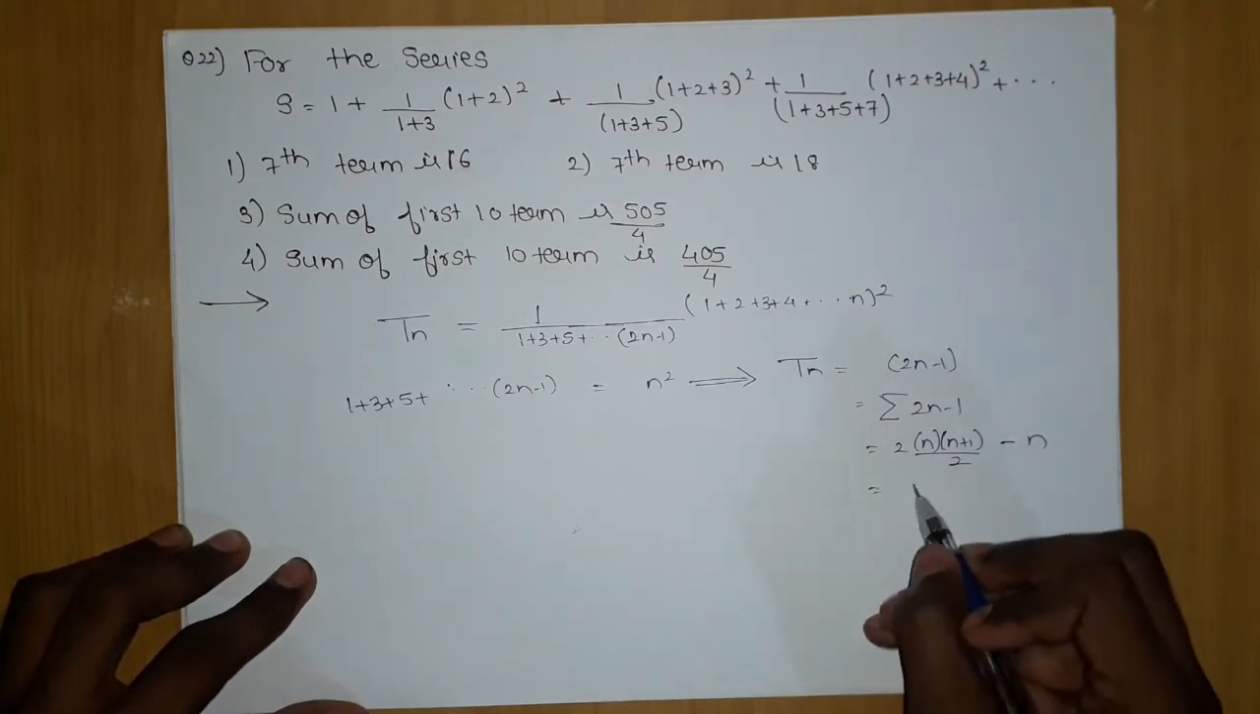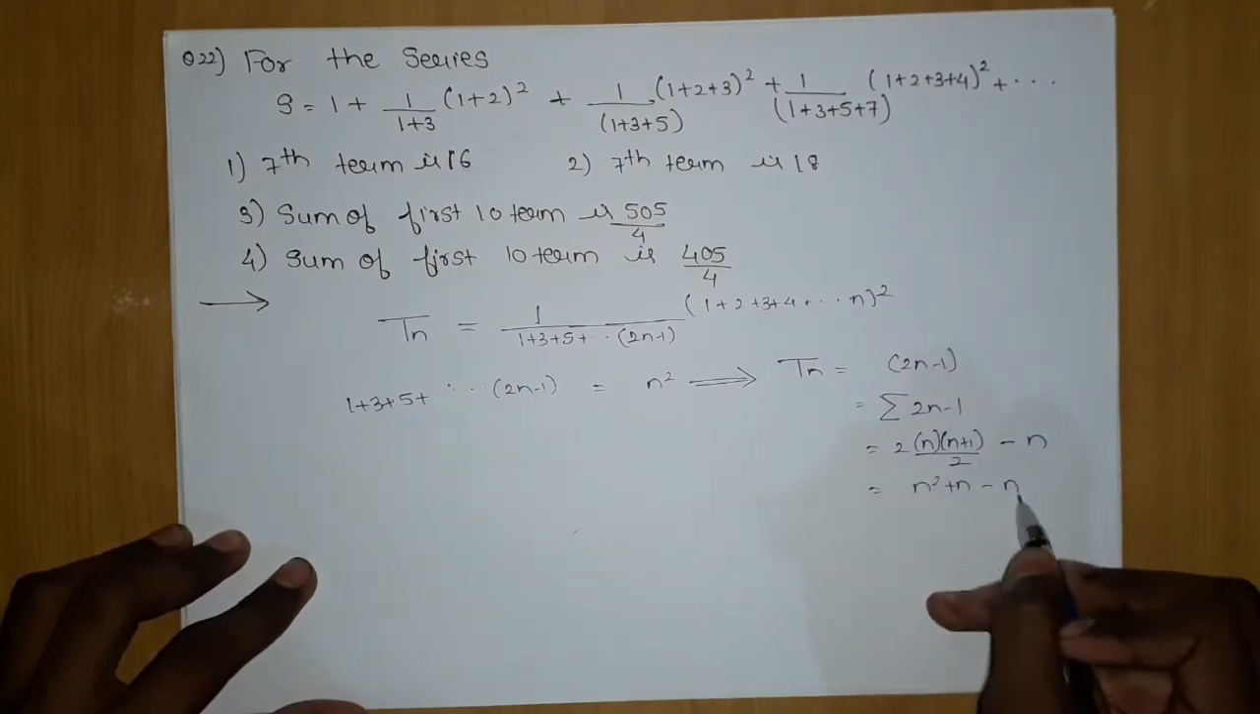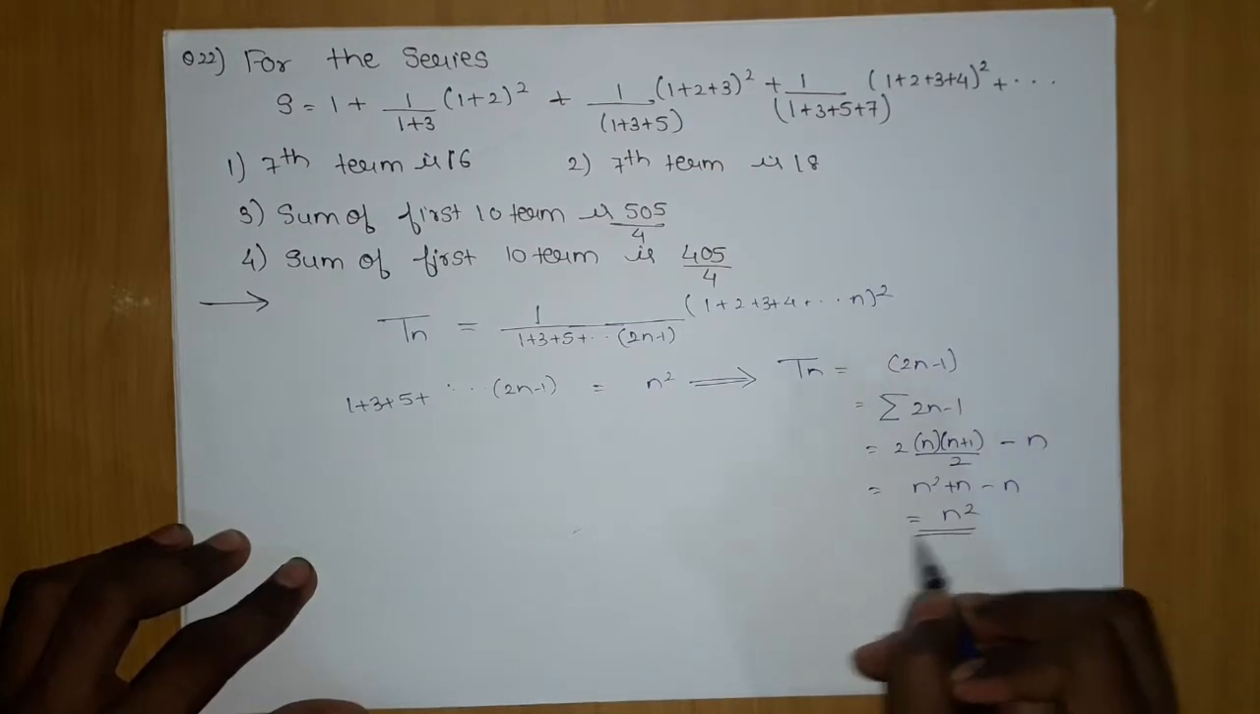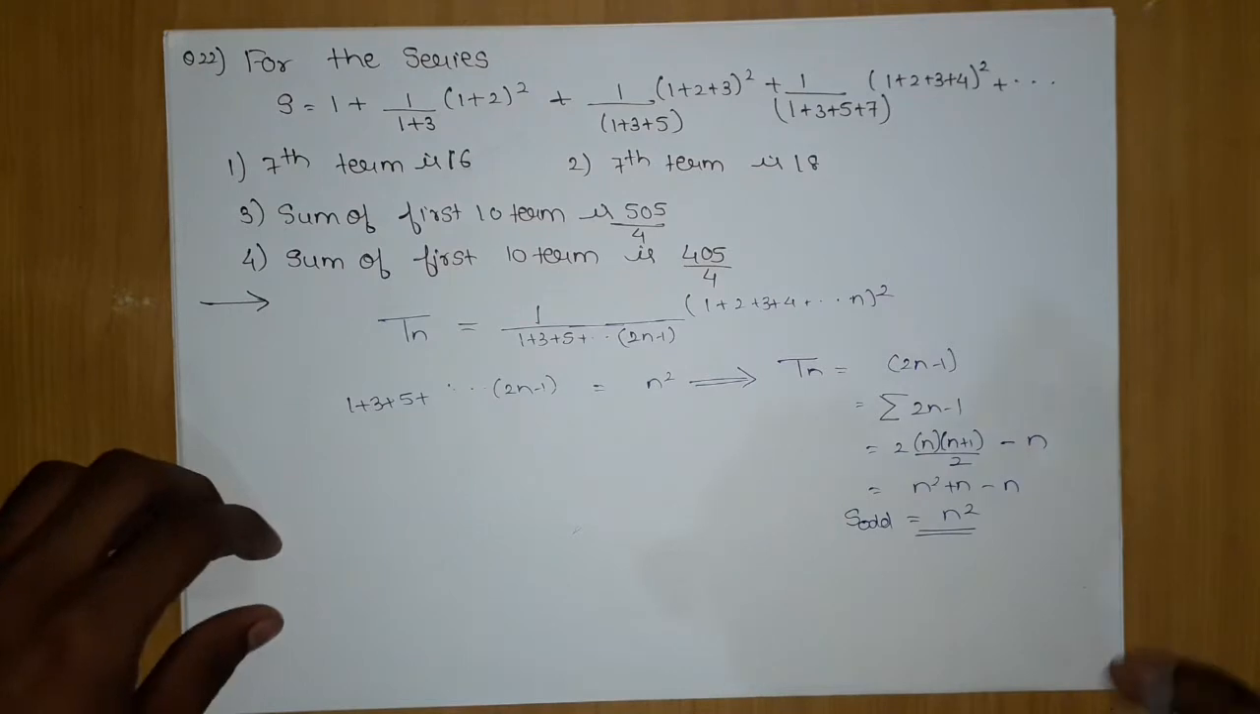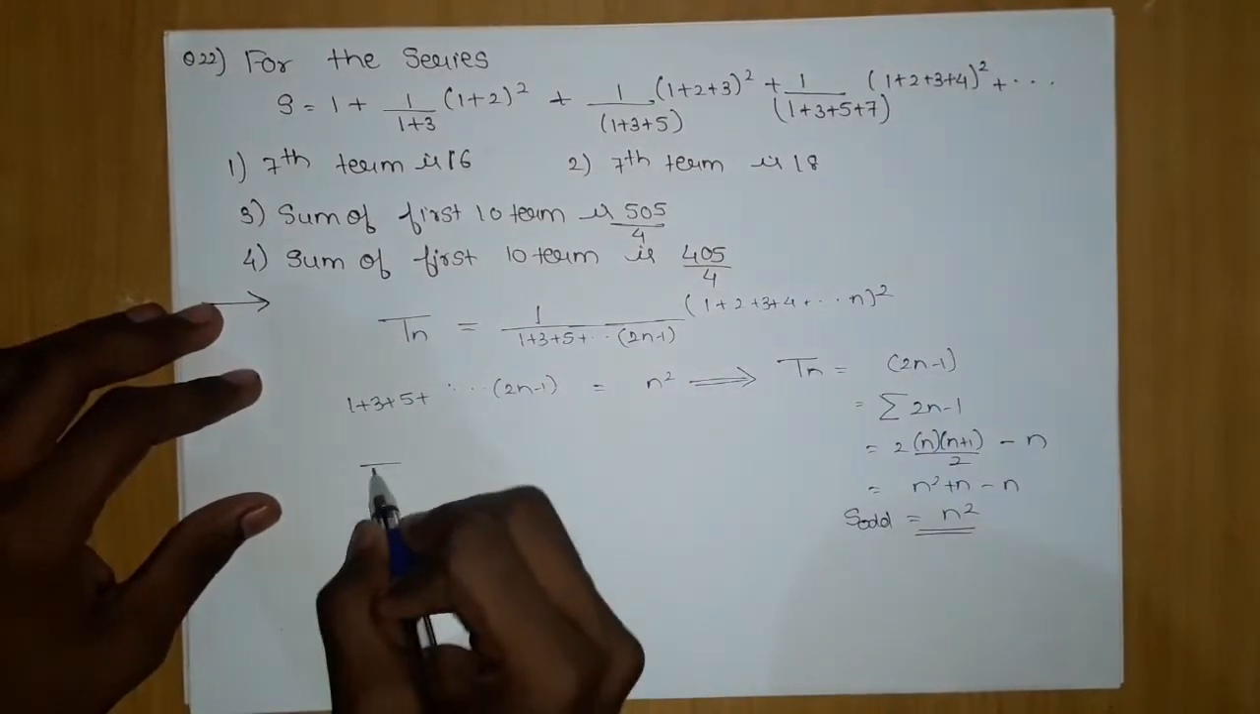Fine, then 2 will cancel, giving me n square plus n minus n. Now you can see it is n square. Okay, sum of odd numbers is n square. I proved that, and now you know the sum of these numbers.